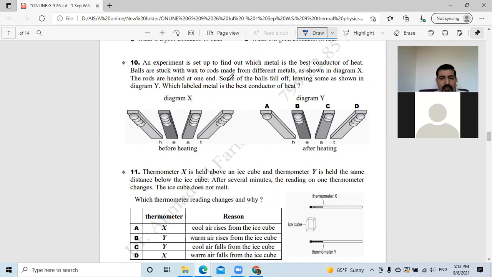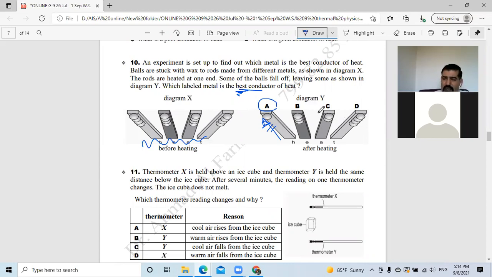What do they ask here? It's heated from one end, from this side. Some of the balls fall off, leaving some as shown in diagram Y. Which metal is the best conductor? Yes. The best conductor, thank you. It's A. Why A? Because the ball here falls first. That means it transfers the heat faster through A than B or C or D.